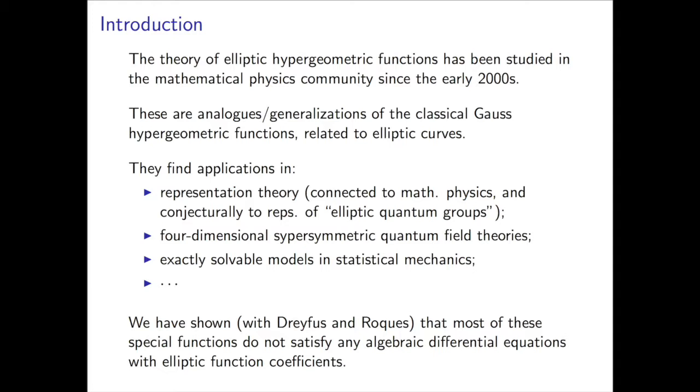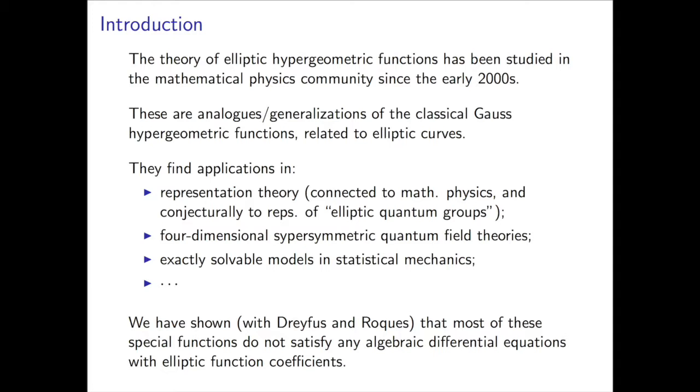But the name sounds very classical, elliptic hypergeometric functions. It has classical sounding things in it, but they hadn't been put together in just one notion. So indeed, these are analogs. They are both analogs and strict generalizations of the classical Gauss hypergeometric functions, but they are related to elliptic curves instead of just some parameters A, B, and C.